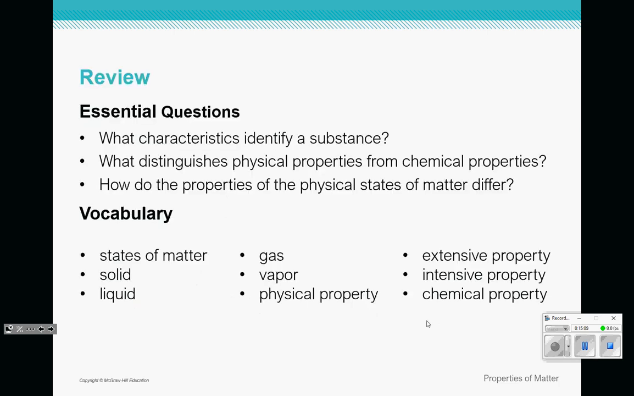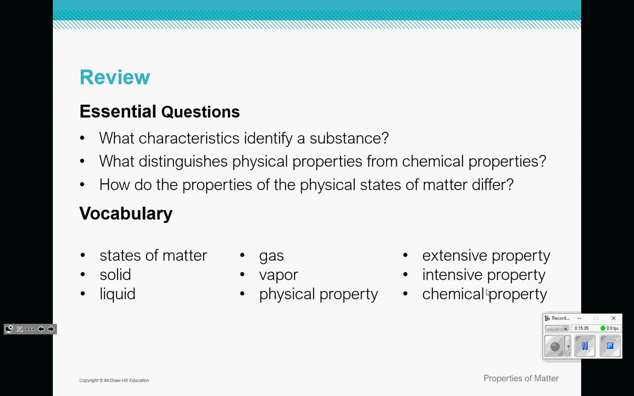So let's review what we've learned so far. You'll write the question down, you'll write your answer off to the side. What characteristics identify a substance? That's right, they're physical and chemical properties. What distinguishes physical properties from chemical properties?